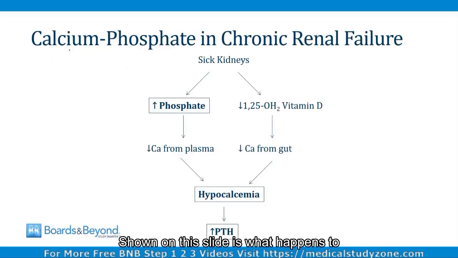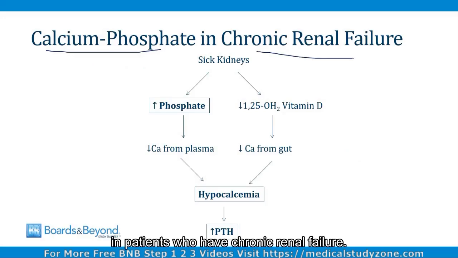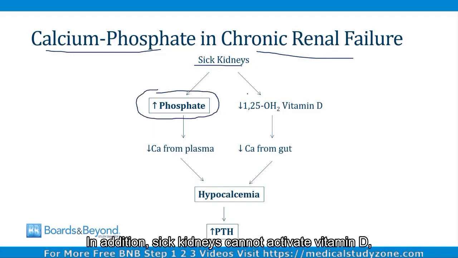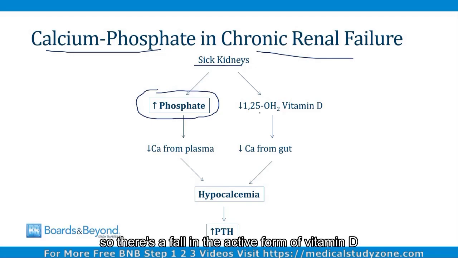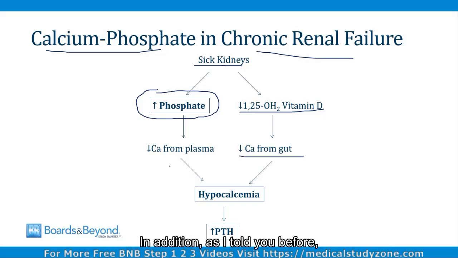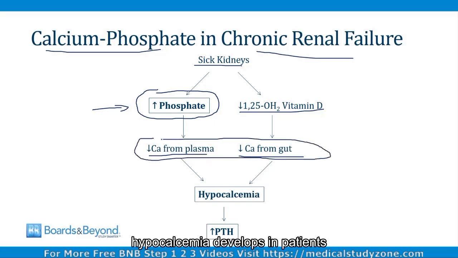Shown on this slide is what happens to calcium and phosphate metabolism in patients who have chronic renal failure. So when the kidneys are sick, they cannot excrete phosphate normally, and hyperphosphatemia develops. In addition, sick kidneys cannot activate vitamin D, so there's a fall in the active form of vitamin D, and this causes less calcium to be absorbed from the gut. In addition, as I told you before, when phosphate levels are high, calcium is pulled from the plasma. So for both of these reasons, hypocalcemia develops in patients with chronic renal failure.